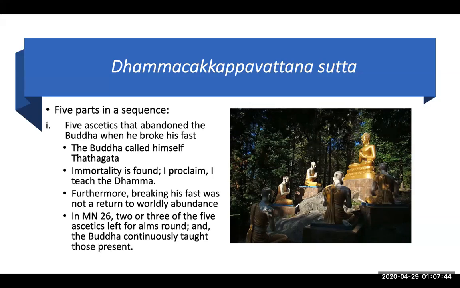So, first part. The Buddha arrives in the deer park close to Benares. From a distance, the five ascetics see the Buddha arrive, and they decide that they will not rise up and greet him in respect, because they remember that the Buddha had broken his fasting. And the Buddha's breaking of fasting was a sign to the five ascetics that the Buddha had returned to worldly abundance.